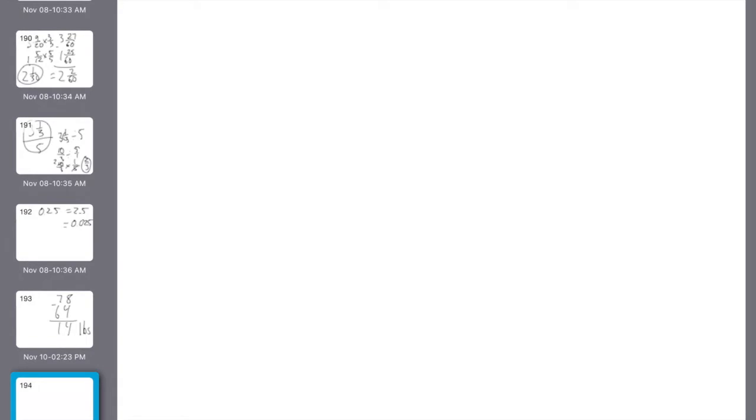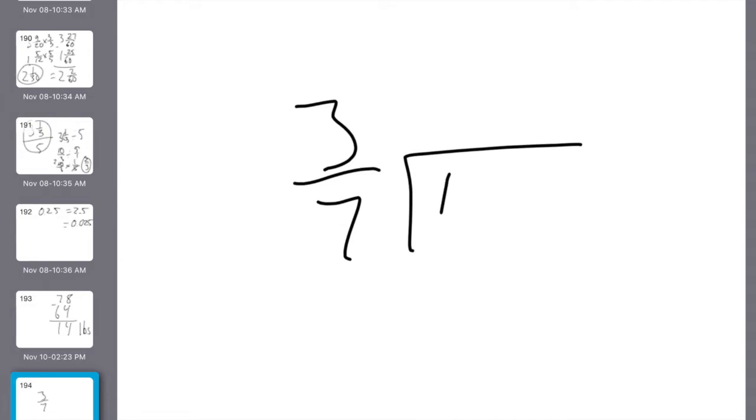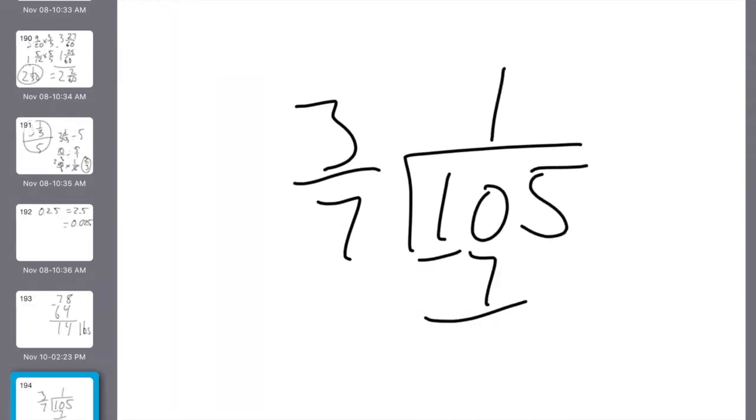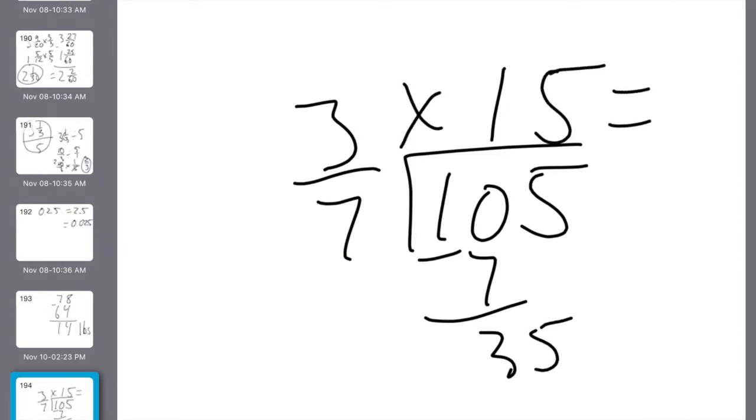Number 6. Diagram the statement and answer the questions that follow. 3/7 of the 105 students at high school had fewer than 5 years experience playing the instrument. How many students had fewer than 5? So I have 3/7 of the 105. Divide by my denominator. 7 goes in there once. Bring down the 35, 5. Multiply by my numerator. 15 times 3 is 45. Label 45 students.